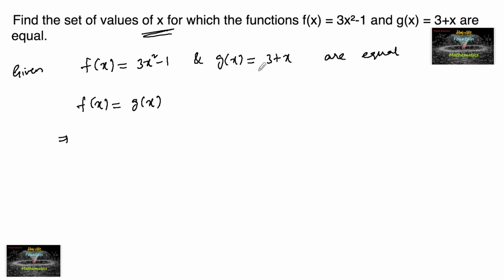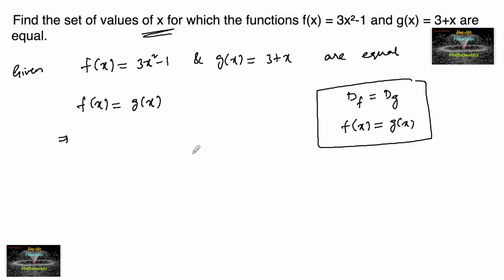Two functions are said to be equal if their domains are equal. So the domain of f must be equal to the domain of g, and also for any element of the domain, f of x must be equal to g of x, then only we can say two functions are equal. So if f of x is equal to g of x for all x belonging to the domain of f or domain of g, both are equal here. So we can consider 3x square minus 1 is equal to 3 plus x.